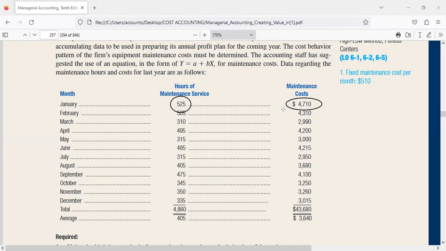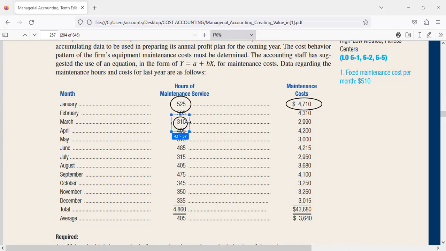Then of course we also have to get the lowest activity level. Where do we have the lowest? Now this one is a bit tricky, because you have a 310 here, but the 310 does not give you the lowest maintenance costs. The lowest maintenance cost is 2,950, and the corresponding hours of maintenance services is 315. But 315 is not your lowest activity level. Your lowest activity level is 310.